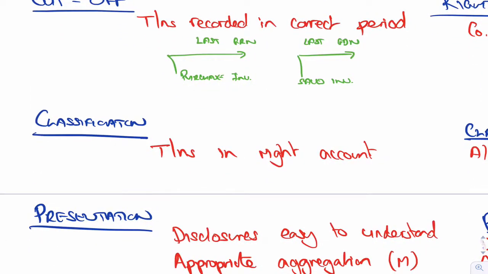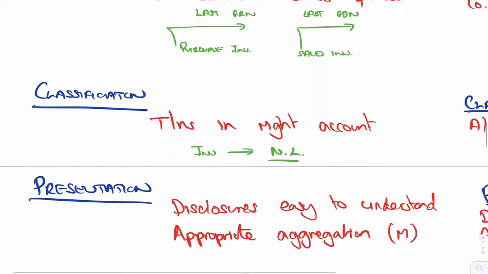Classification, that the transactions are in the right account. Well, simply take an invoice then. So for example, a purchase invoice, and let's check it's in the right nominal ledger in the accounts.